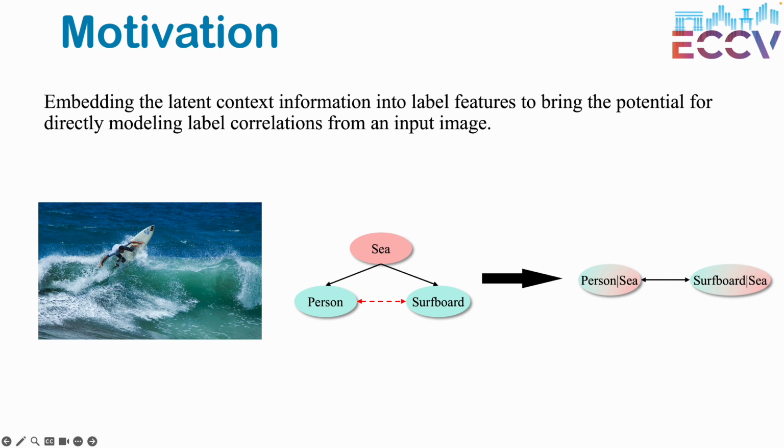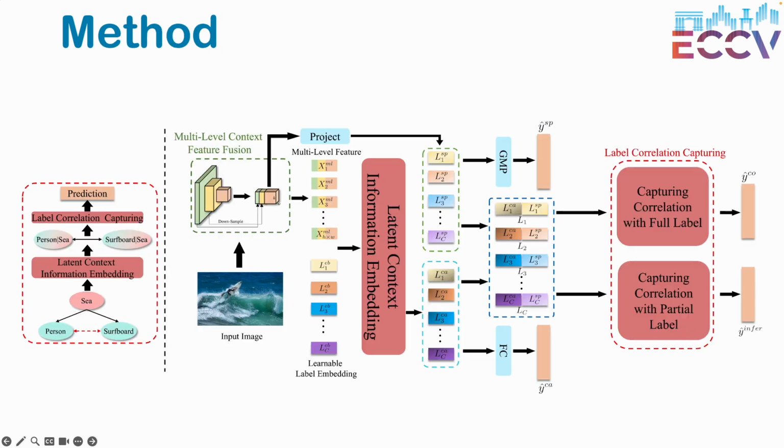Based on the above analysis, we propose that the correlation between labels depends on the latent context information. Therefore, we consider that embedding the latent context information into label features can bring the potential for directly modeling label correlations from an input image. In this paper, differing from the traditional label correlation assumption, we propose a novel latent context information embedding framework for multi-label image recognition. Our framework contains 3 modules: the multi-level context feature fusion module, the latent context information embedding module, and the label correlation capturing module.